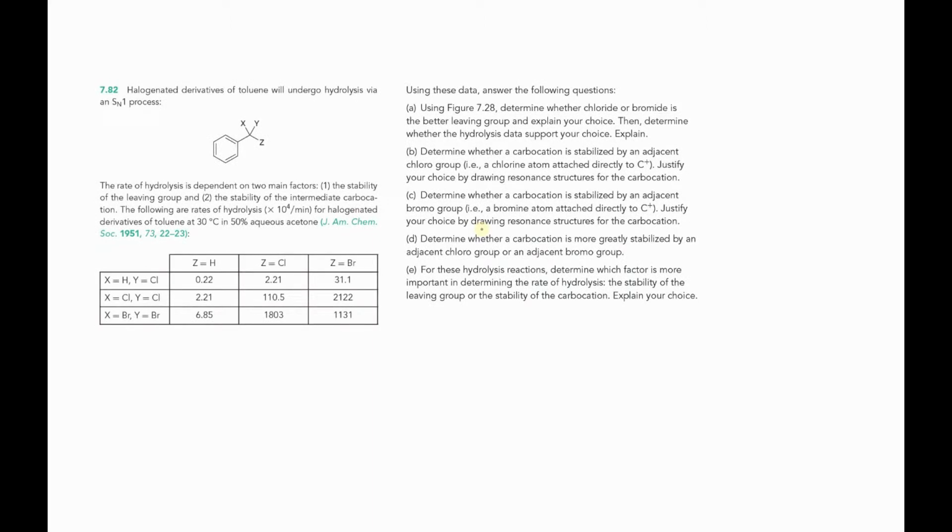Halogenated derivatives of toluene will undergo hydrolysis via an SN1 process. The rate of hydrolysis is dependent on two main factors: the stability of the leaving group and the stability of the intermediate carbocation. The following are rates of hydrolysis times 10 to the 4th per minute for halogenated derivatives of toluenes at 30 degrees in 50% aqueous acetone.